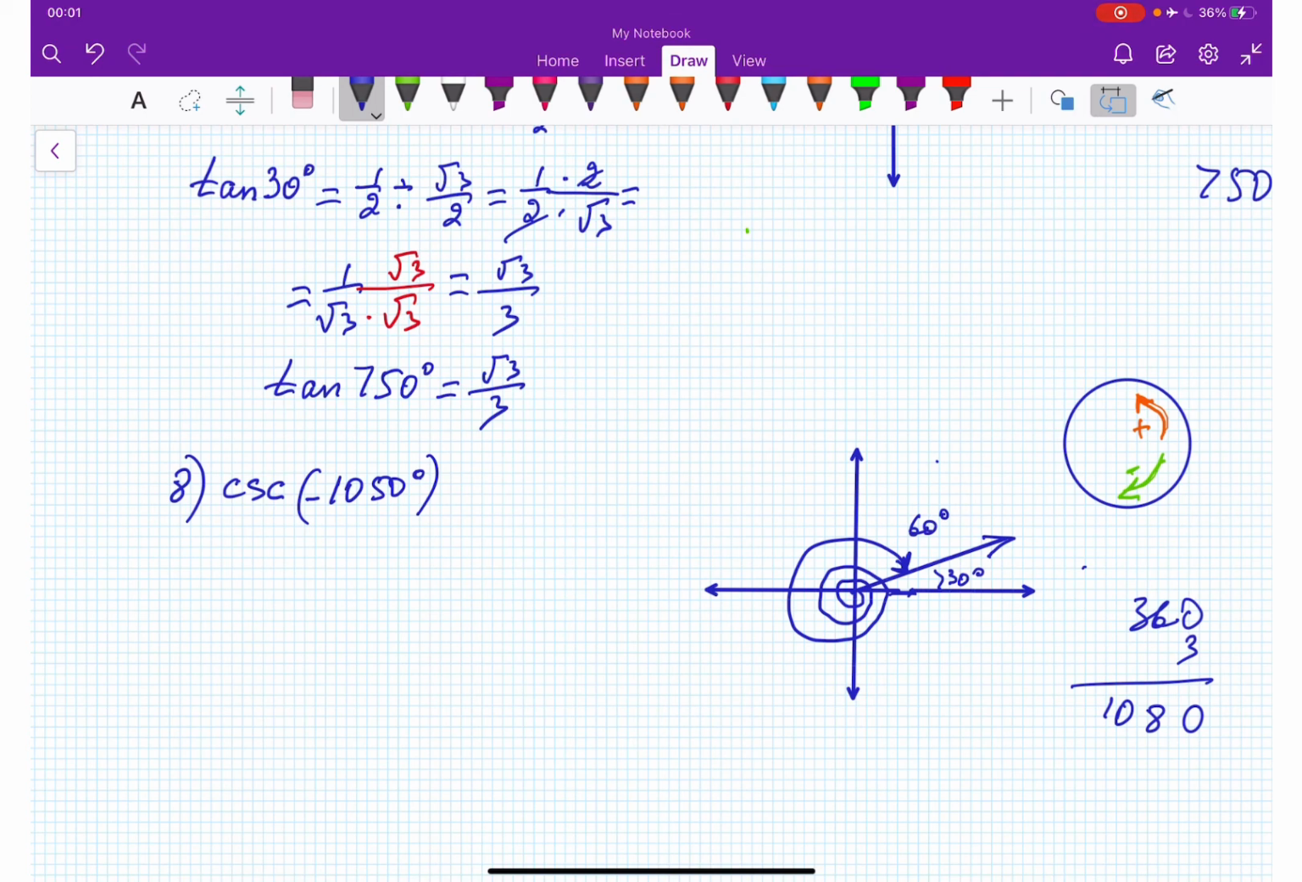So what do we have then? Cosecant negative 1050 degrees is going to be equal to positive cosecant 30 degrees. Why positive? Because we go this way, right? Or negative 60 degrees I can put. Okay. So cosecant positive 30 degrees.